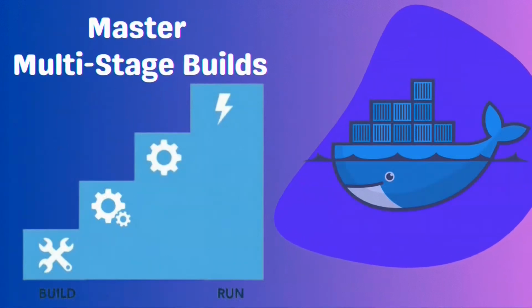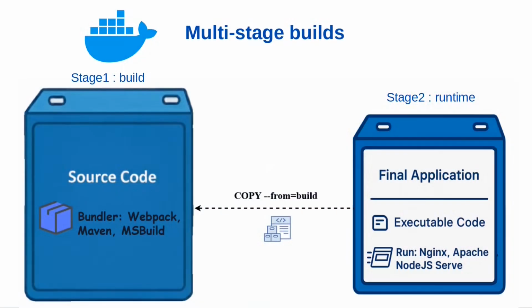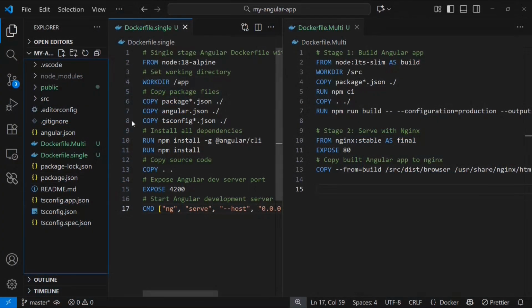Master multi-stage builds. A multi-stage build is a single Dockerfile that contains multiple FROM statements. Each FROM instruction begins a new stage of the build. We can selectively copy artifacts from one stage to another, allowing us to separate the heavy build time dependencies from the lean runtime environment. For instance, for this Angular application, I'll try to build two images using both single-stage and multi-stage Dockerfiles. Then I'll try to run them in order to compare their performance in real time.